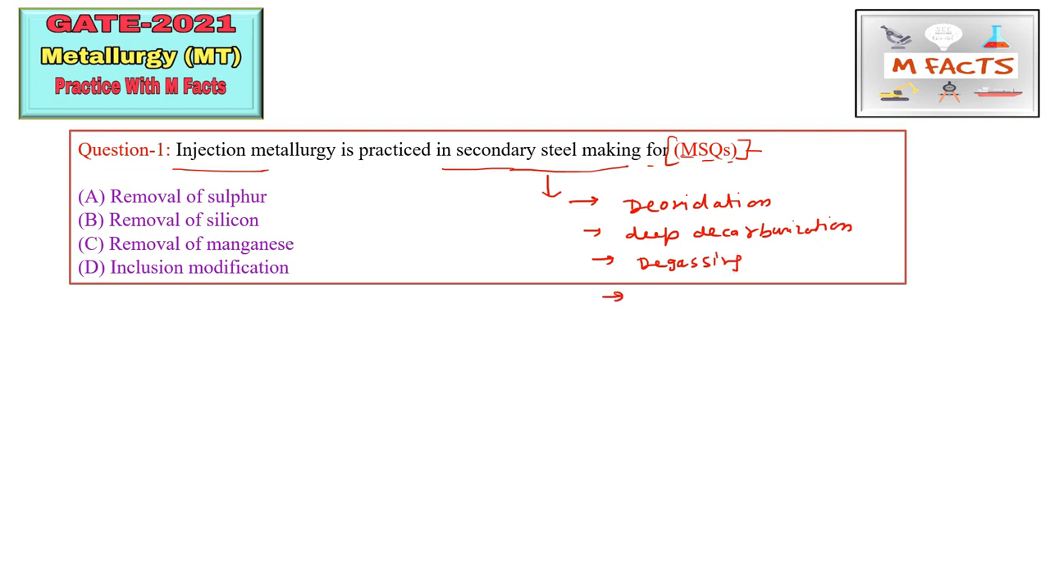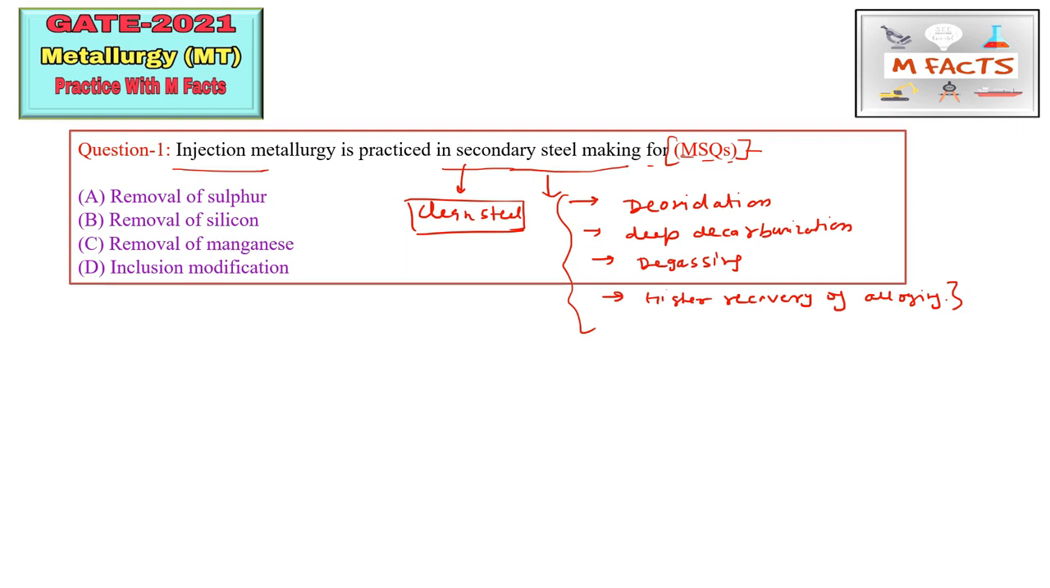We do degassing, and higher recovery of alloying elements. Suppose we are talking about AOD and VOD, high recovery of alloying elements we do under secondary steel making. There are many things, and the most important is that the purpose of secondary steel making is to produce clean steel. This clean steel is very important. In this secondary steel making they are asking about injection metallurgy.